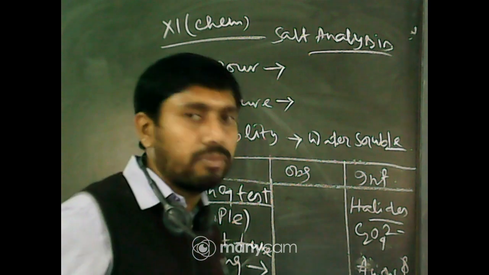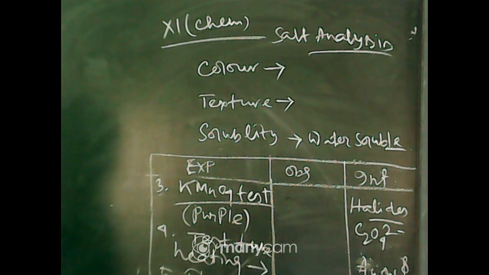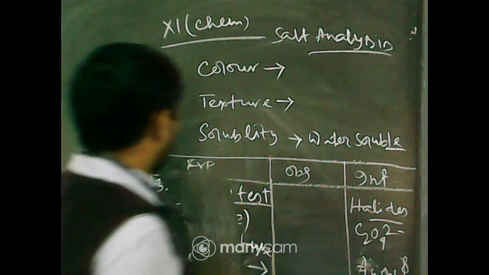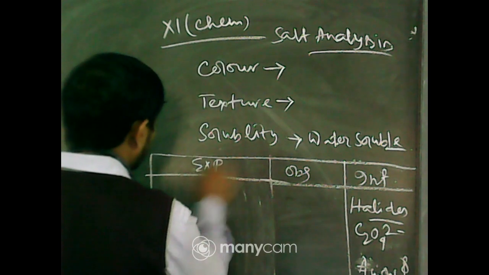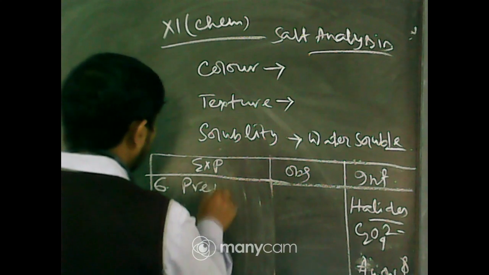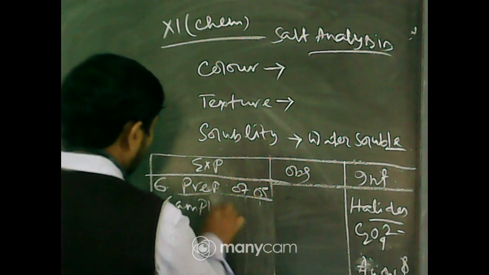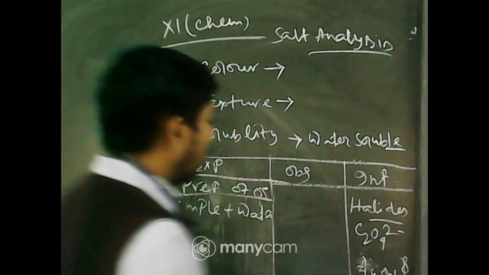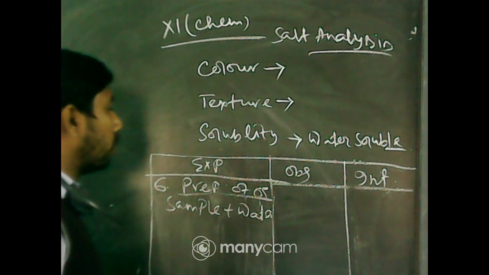The borax bead test is done for a colored sample. This is under the preliminary tests. Next, we have to confirm the presence of cations and anions. Then, in the same column, experiment number 6 is the preparation of OS, that is sample plus water, shaken to prepare the solution. Then, taking this OS, we will do the experiments.